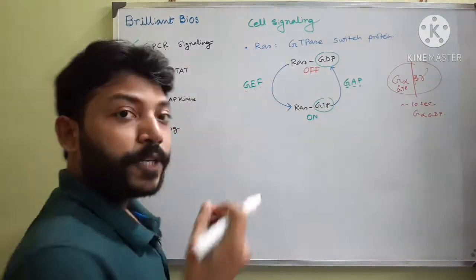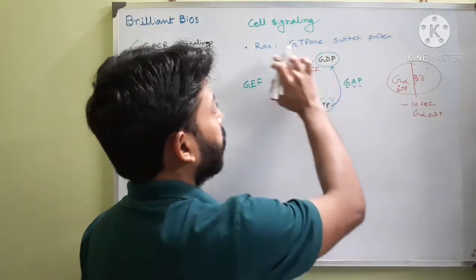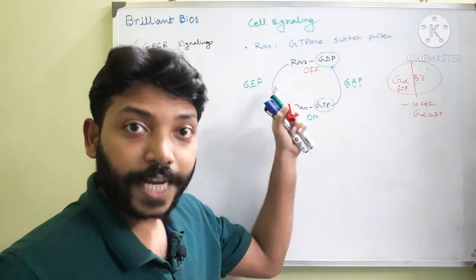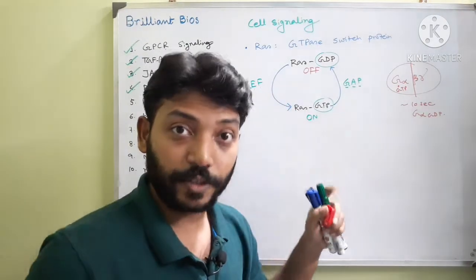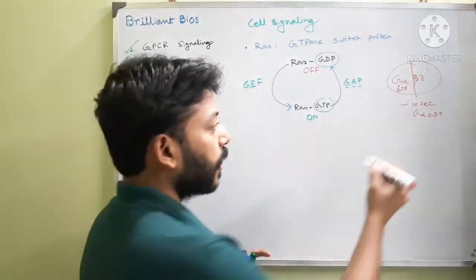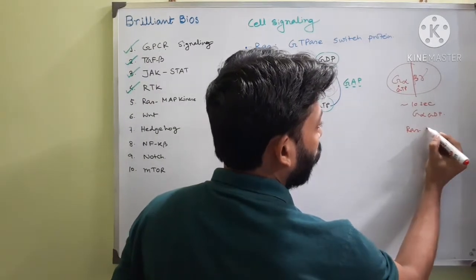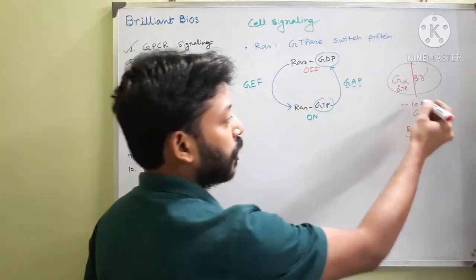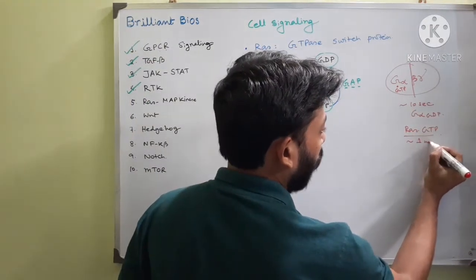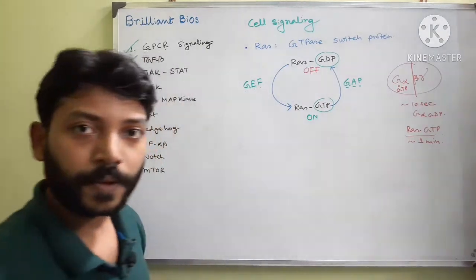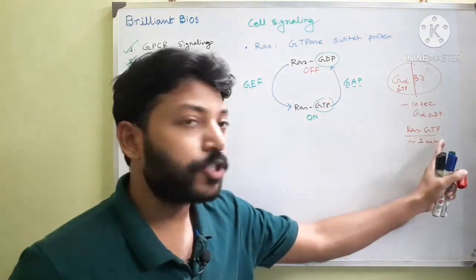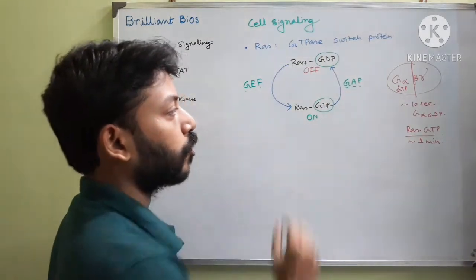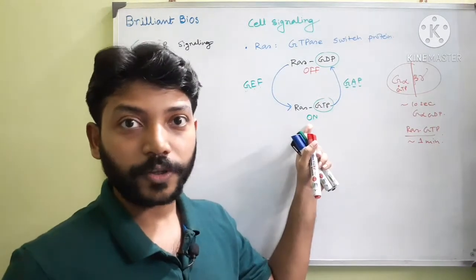But the difference between this G alpha protein and the Ras protein is that Ras protein doesn't have the GTPase domain. So when a Ras protein associates with GTP, it remains with this GTP longer than the G alpha protein, approximately 1 minute, in this Ras GTP, that means the on state. So GAP protein is very important for the inactivation of the on state Ras.